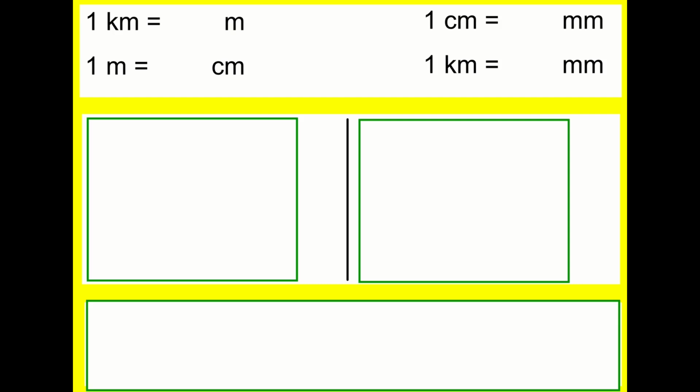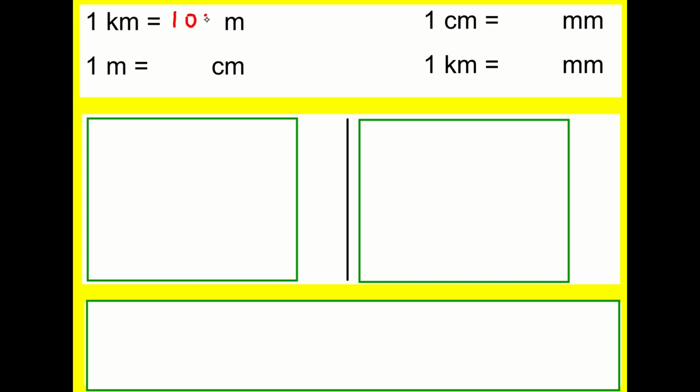Got a few questions to open up today. Can you tell me how many meters are in a kilometer, how many centimeters in a meter, how many millimeters in a centimeter, and hence how many millimeters are in a kilometer? Pause the video, try this out.